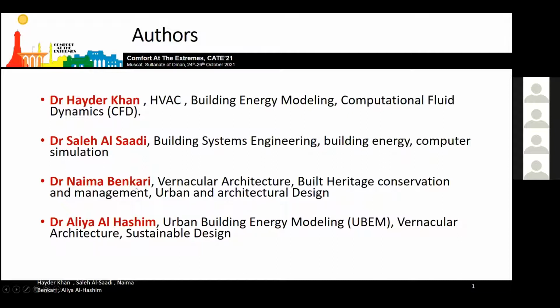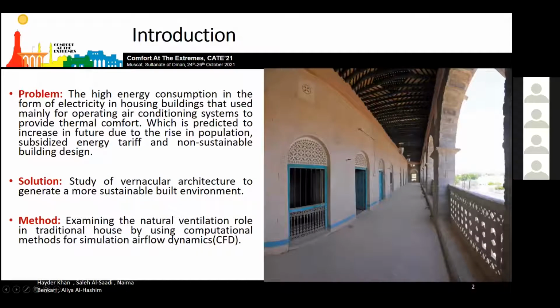Now, the problem here is that in Oman, we are facing a problem with energy consumption. About 60% of the electricity generation is consumed just by houses, and most of this is used for running air conditioning equipment. So in the last years we found it better to reduce this consumption by using passive means, and the best way to start is from the traditional buildings. So for this, we use this house. This is a picture of the house.